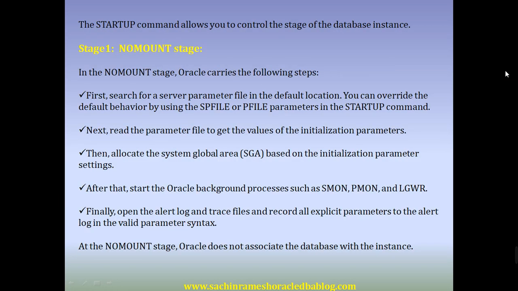The startup command allows you to control the stage of the database instance. Stage 1, nomount stage. In the nomount stage, Oracle carries out the following steps. First, it looks for the server parameter file in the default location. You can override the default behavior by specifying the PFILE parameter in the startup command. Next, it reads the parameter file to get the values of initialization parameters. Then it allocates the system global area, SGA, based on the initialization parameter settings. After that, it starts the Oracle background processes such as SMON, PMON, and log writer. Finally, it opens the alert log and trace files and records all the explicit parameters to the alert log and the valid parameter syntax. At the nomount stage, Oracle does not associate the database with an instance.